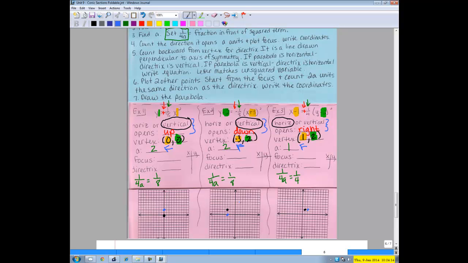And then we need to write the points for those foci. So this one is at 0, 2. This one is at -3, 0. This one is at 2, 2.